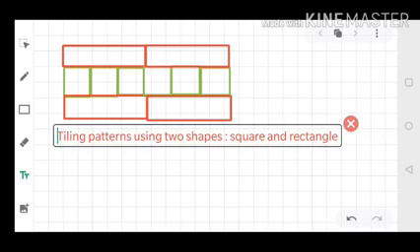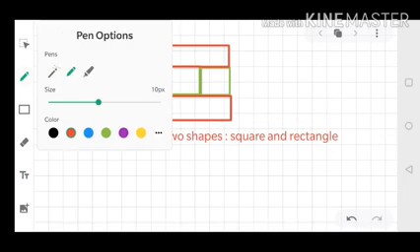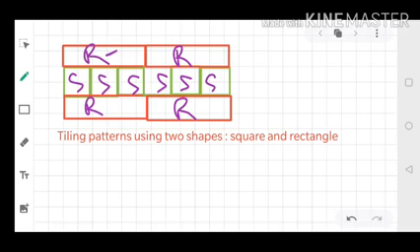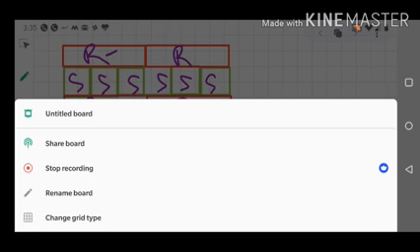See here. Yes, it is clear to you now students. See one more time, let me show you. This one is a rectangle. Yes, R for rectangle. This is rectangle, this is rectangle. Yes, this is rectangle, and these all are squares. S is for squares, and we have made a tiling pattern using two shapes, square and a rectangle. I hope now it is very much clear to you. Okay, so now let's move ahead.